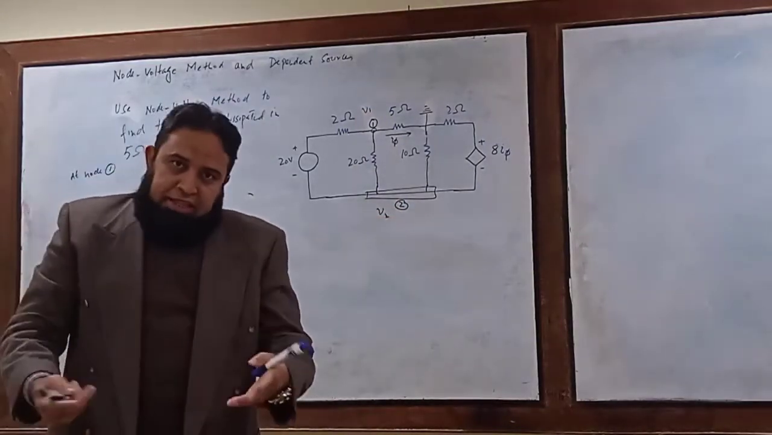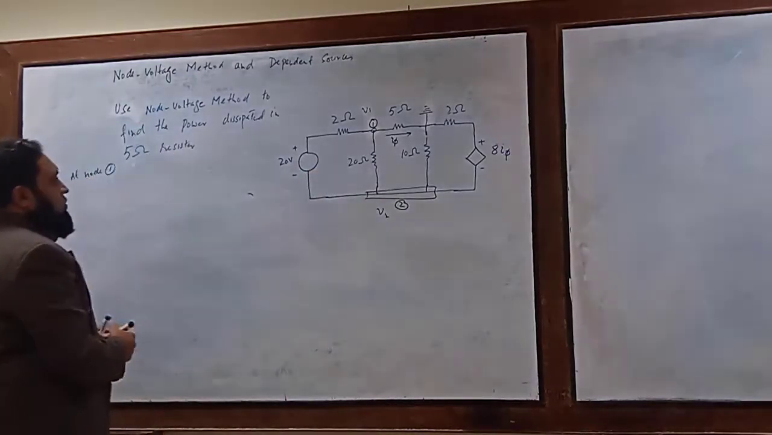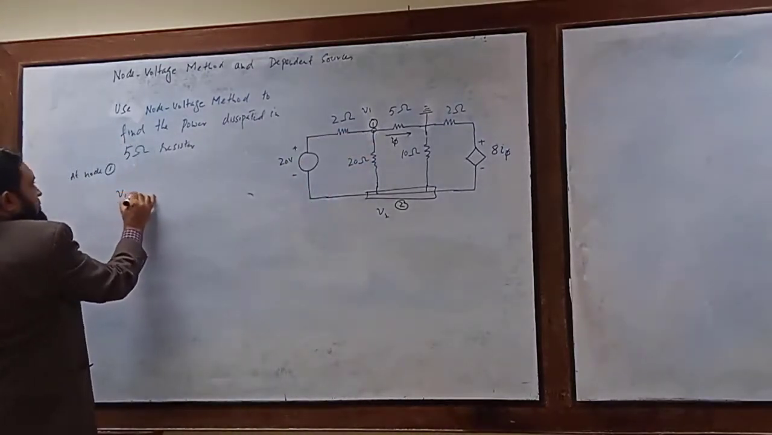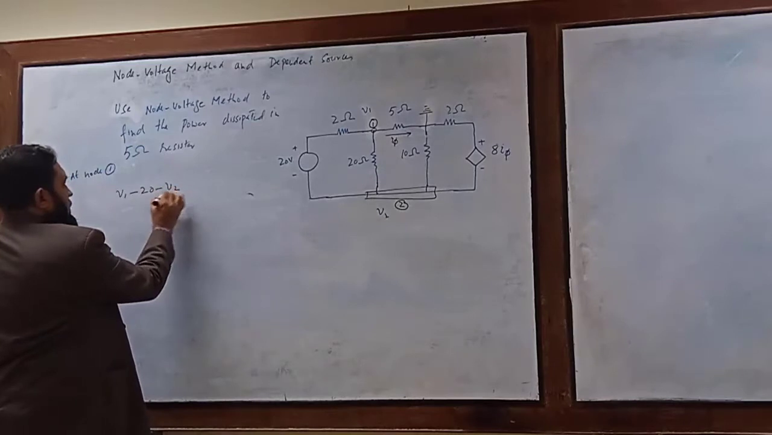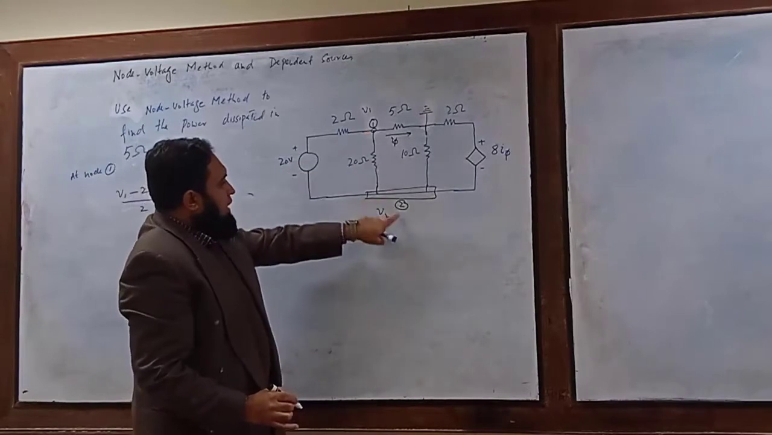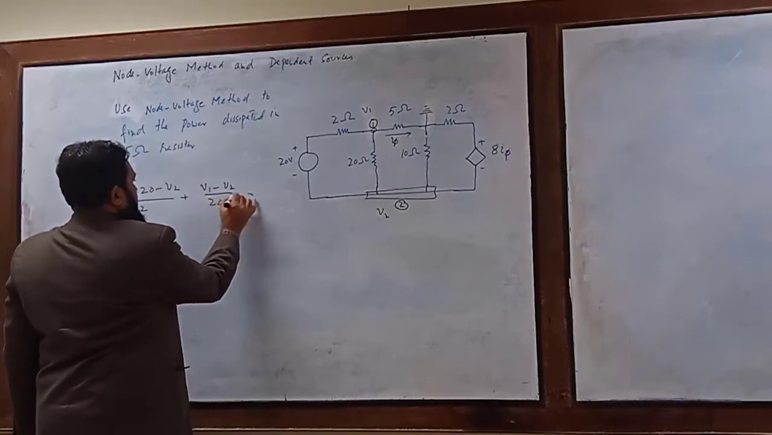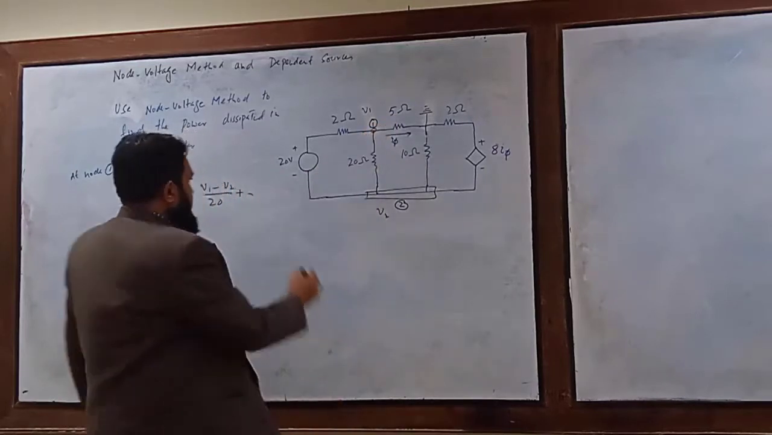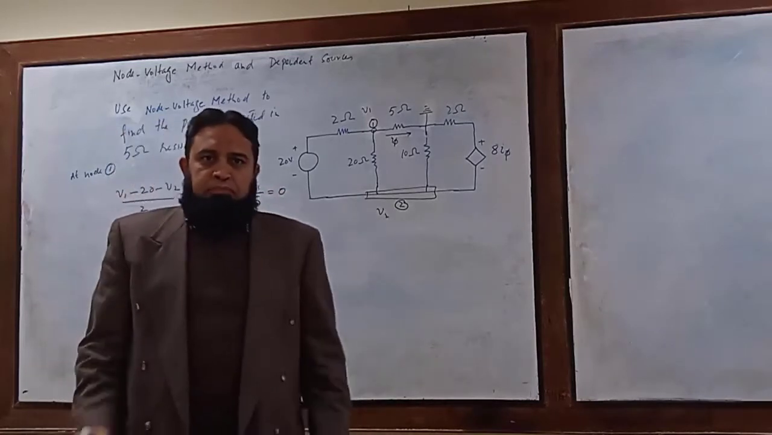So writing the node equations for node number 1, the node voltage here is V1 minus 20, and minus V2, divided by 2, plus V1 minus V2 divided by 20, and plus V1 divided by 5 ohm, equal to 0.